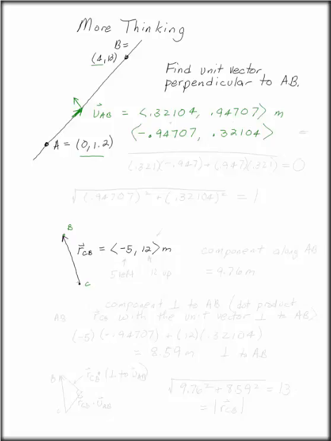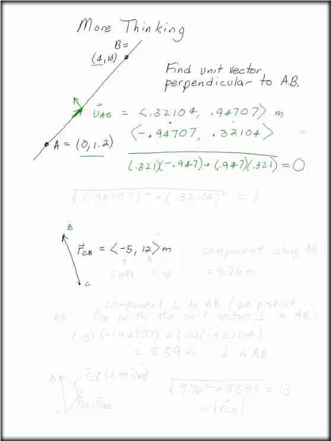That vector, if we multiply this one times that, and that one times that, and add it up, we would have 0.321 times negative 0.947 plus 0.947 times 0.321. That is always going to be 0. Two lines are perpendicular if the dot product of them is equal to 0.